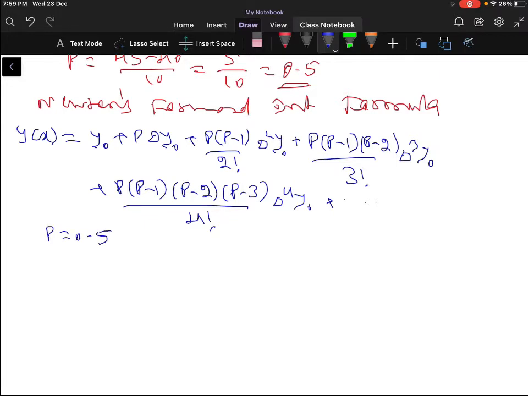Here p is equal to 0.5 and y naught, you know, that is 31. Delta y naught is 42. Delta square y naught is 9. Delta cube y naught is minus 25 and delta 4 y naught is 37. We can find out the value of y at x equal to 45.